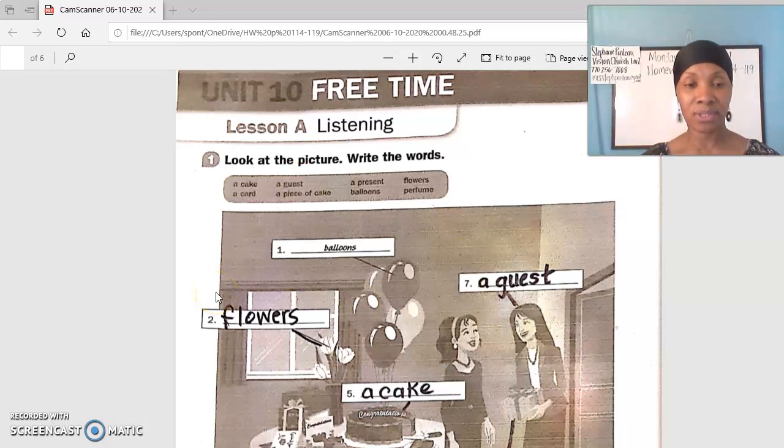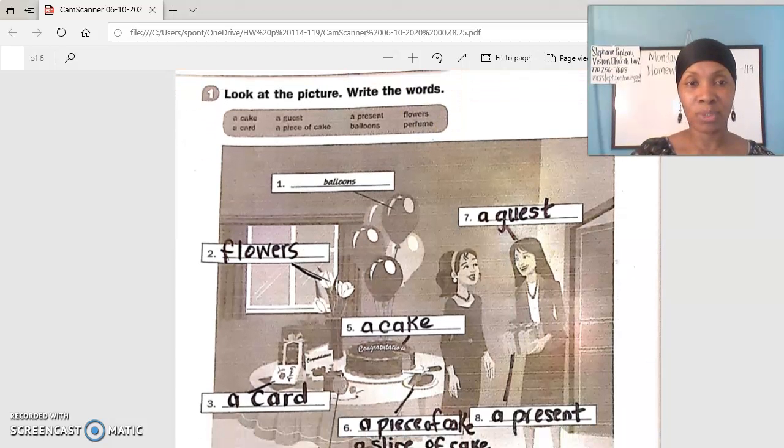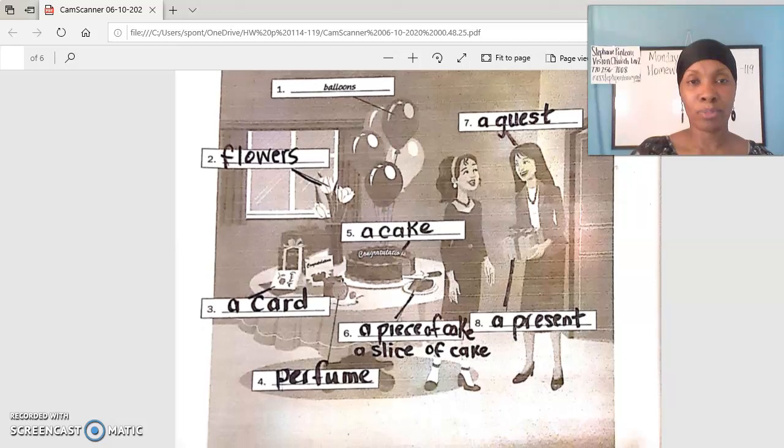All right, so let's get started on page 114. It's unit 10, yay. Free time, listening, lesson A, listening. So look at the picture, write the words. Let's just review the words real quick: a cake, a card, a guest, a piece of cake, a present, balloons, flowers, and perfumes. In this exercise, we're going to match the word to the picture.